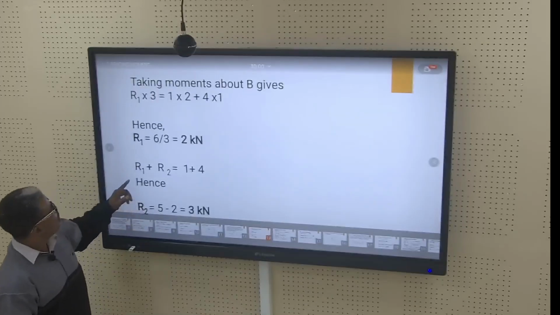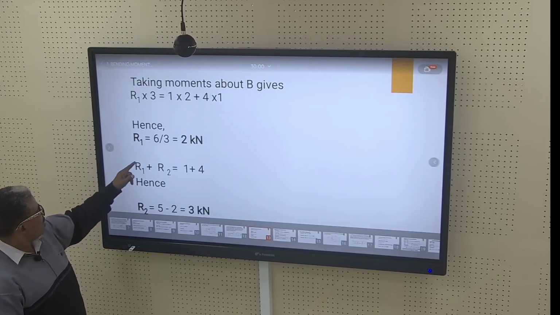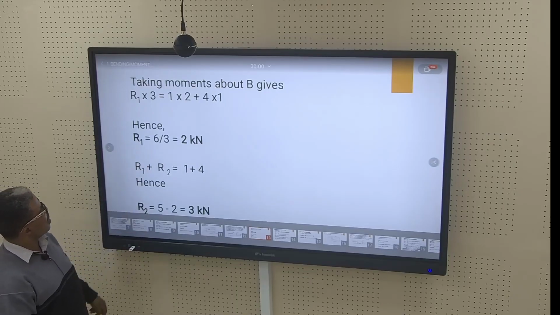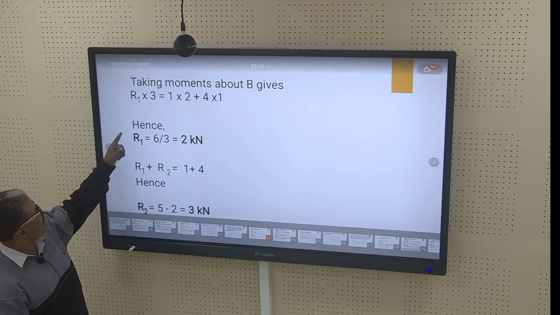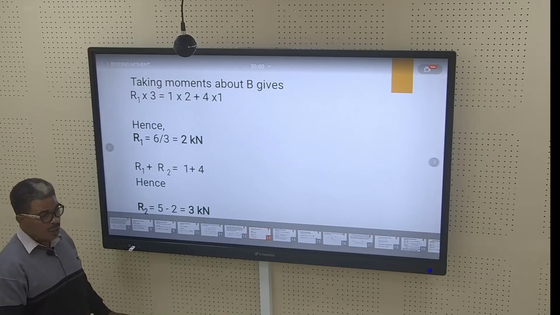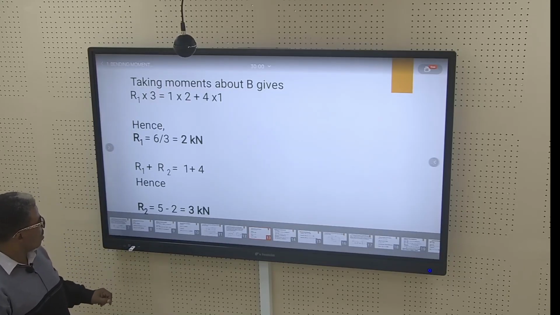How we get this expression. So R1 becomes, the total is 6 on the right hand side, divided by 3, making R1 the subject of our expression. So we get 2 kilonewton. Reaction 1, or reaction at A, is 2 kilonewton.